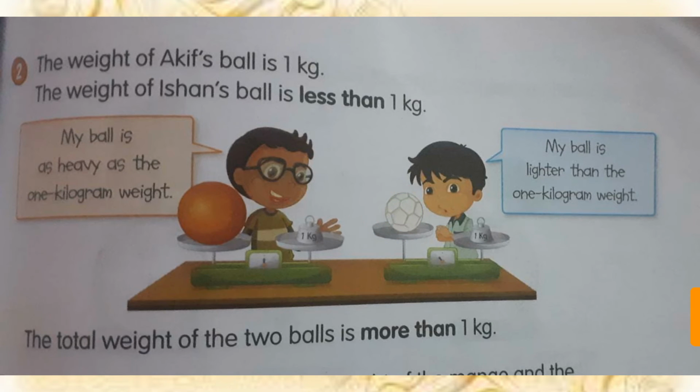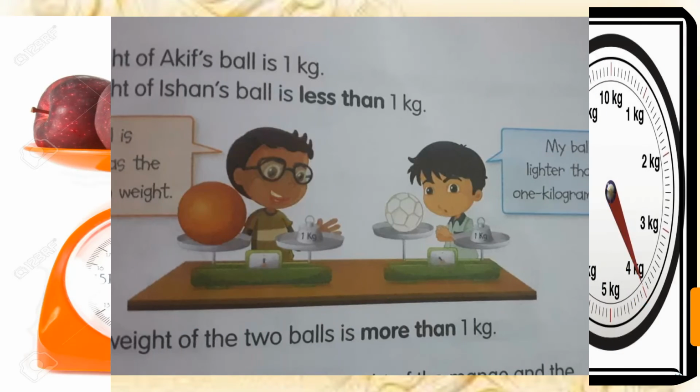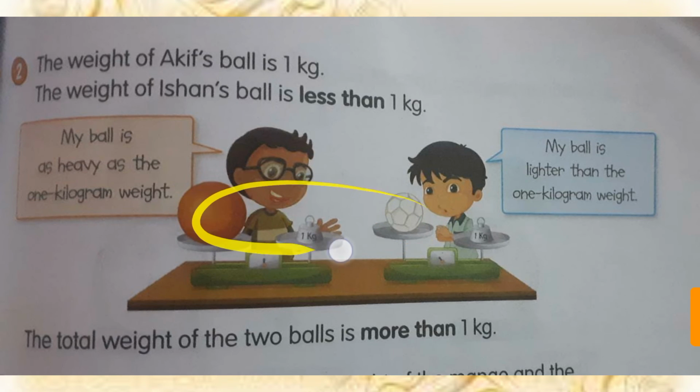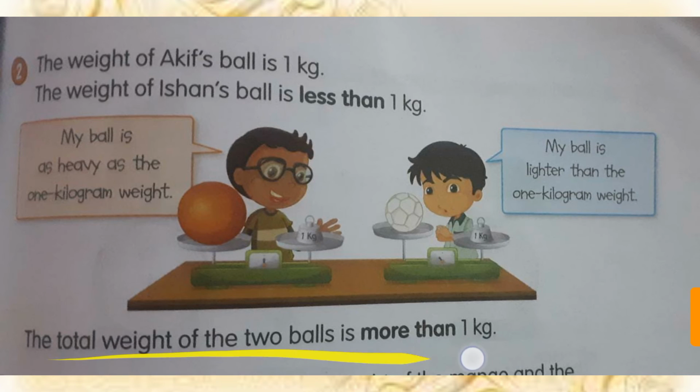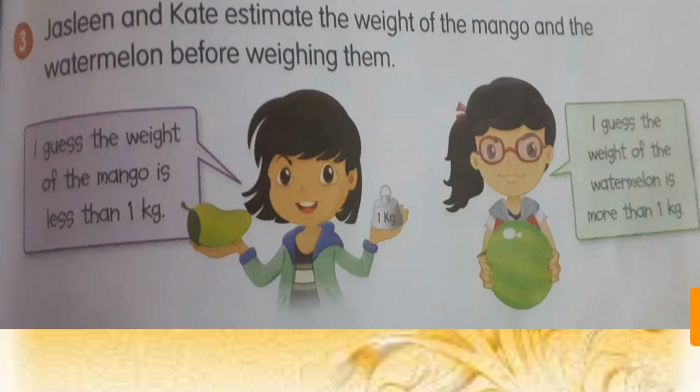The total weight of two balls is more than 1 kg, because this is equal to 1 kg and this is less than 1 kg. So we can say that the weight of two balls is more than 1 kg. Yes, everyone, this ball is 1 kg and this ball is less than 1 kg. When we add them together, the total weight of two balls is more than 1 kg. Let's see one more example.